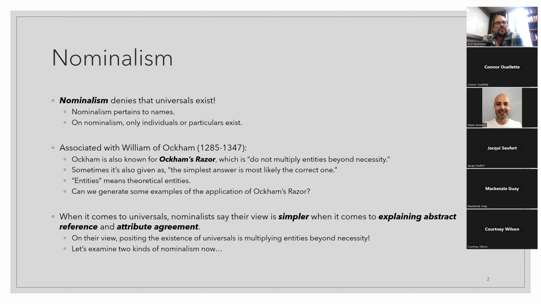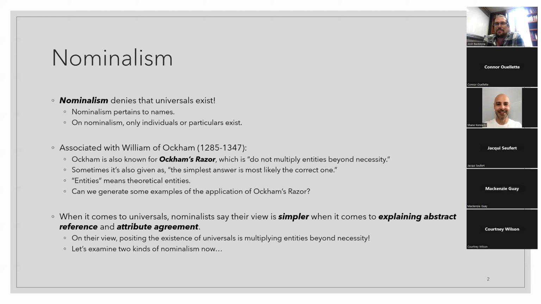But the more precise formulation of Occam's razor is do not multiply entities beyond necessity. And entities in Occam's razor means something like theoretical entities. So let's try and generate an example of applying Occam's razor. And then we'll try and see how Occam's razor fits into the nominalist view that there are no universals.